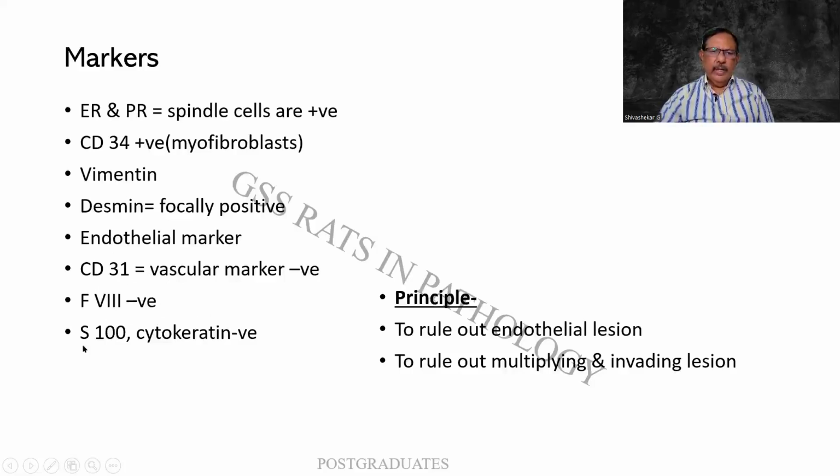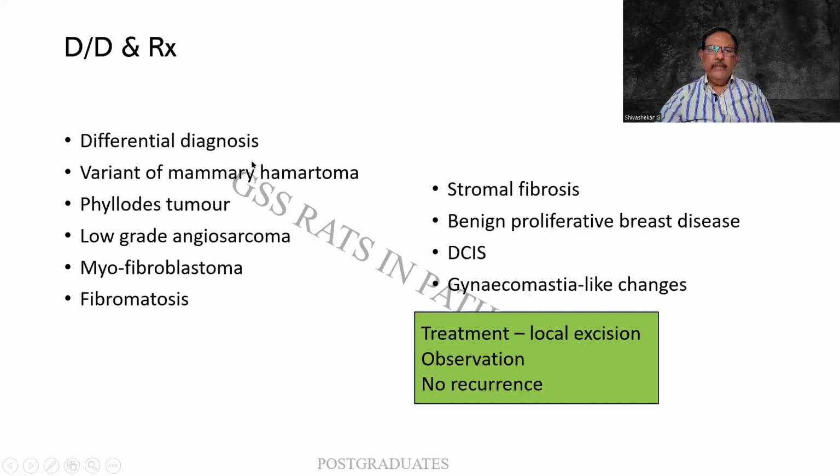This is important. And so also S100 and cytokeratin, which are indicative of aggressive lesions such as melanoma, are negative over here. The main principle of using these markers is to rule out an endothelial lesion and to rule out a malignant or invading lesion. The differential diagnosis can be a mammary hamartoma, phyllodes tumor, a low-grade angiosarcoma, myofibroblastoma, fibromatosis. This can be a list of differential diagnoses which you people can mention.